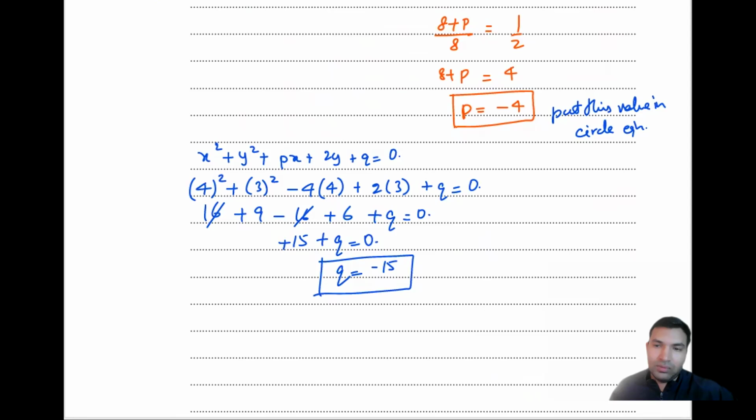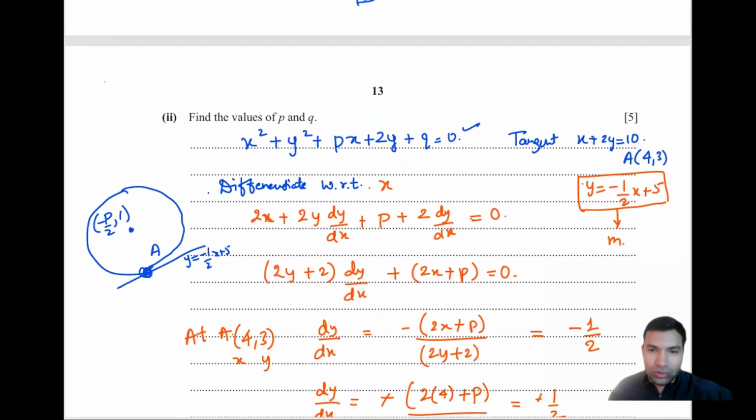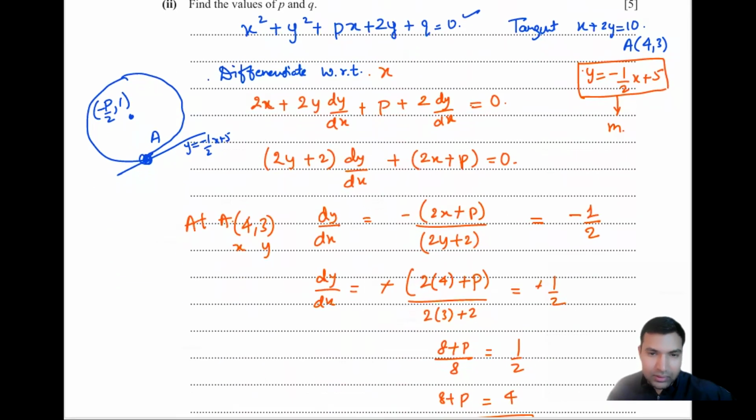Got it? So this is one approach by differentiating the function itself, so that dy by dx is the slope of the tangent, and the slope of the tangent we know, just equating it, we get the value at that particular point A. Right. Now, what could be the second approach? Understand that. Okay. So we have found a normal, isn't it? Normal means what? Let me write here.